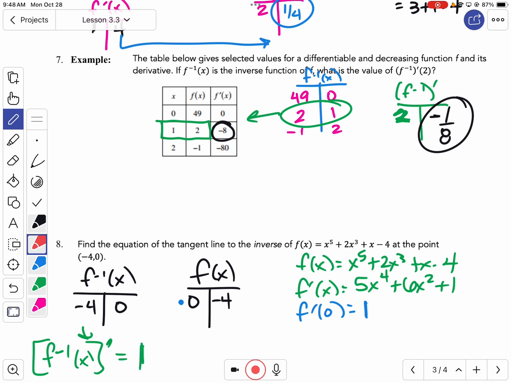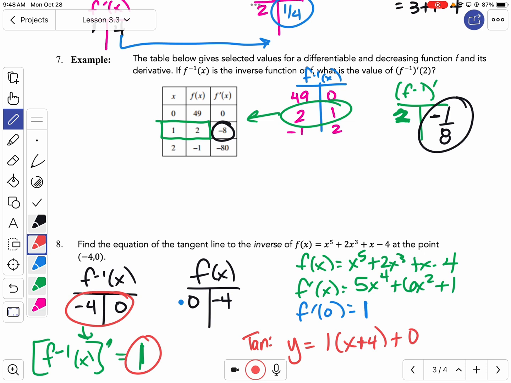1. Okay, so because we're writing the equation of the tangent line to the inverse, we're going to use the inverse derivative and the inverse point. So my tangent to the inverse is going to be y equals 1 times x minus negative 4 plus 0, so x plus 4. So you've got to really pay attention to what it's asking you for in terms of which function you're going to look at.